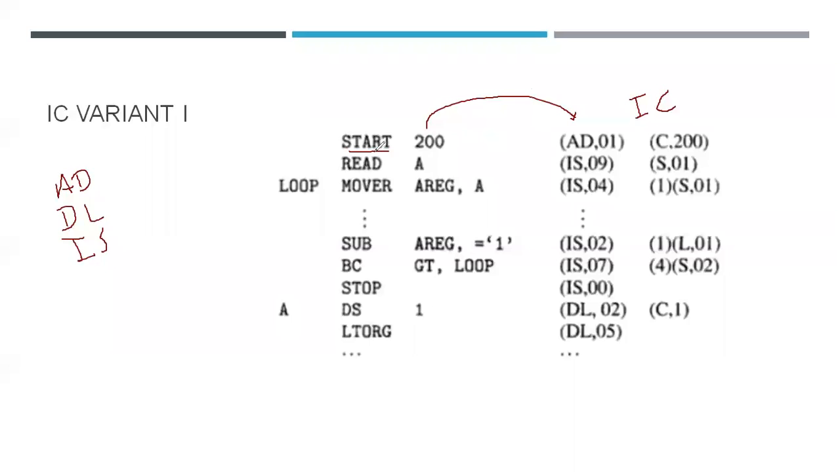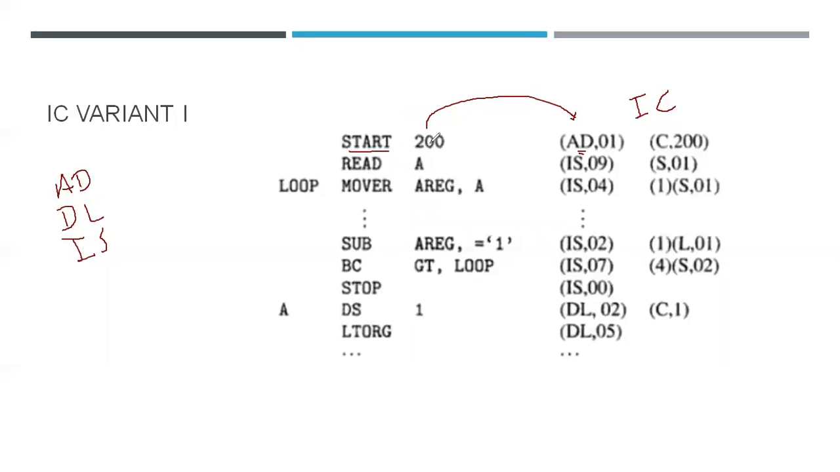We know that start is an assembler directive, AD. From here we decide the type of statement of start. We can take this from the OP tab, the opcode table. AD01 stands for start. 01 is the first assembler directive, that is start. End is 02, so AD02 stands for end. Okay, next is 200.